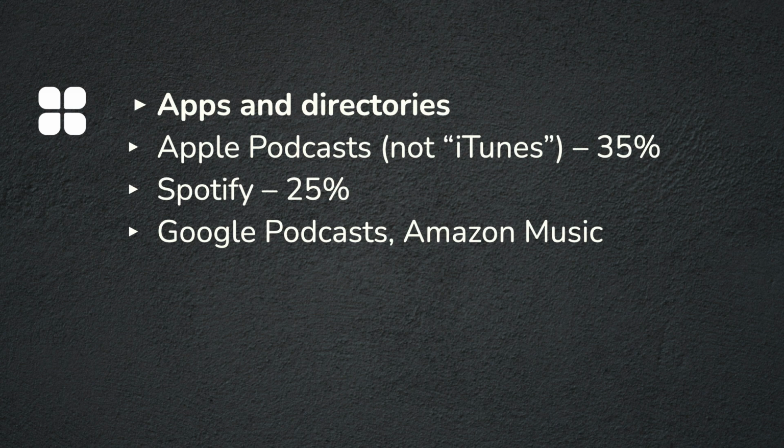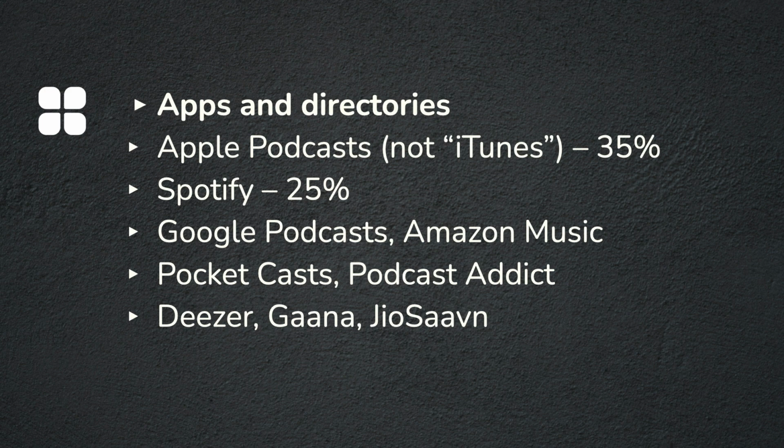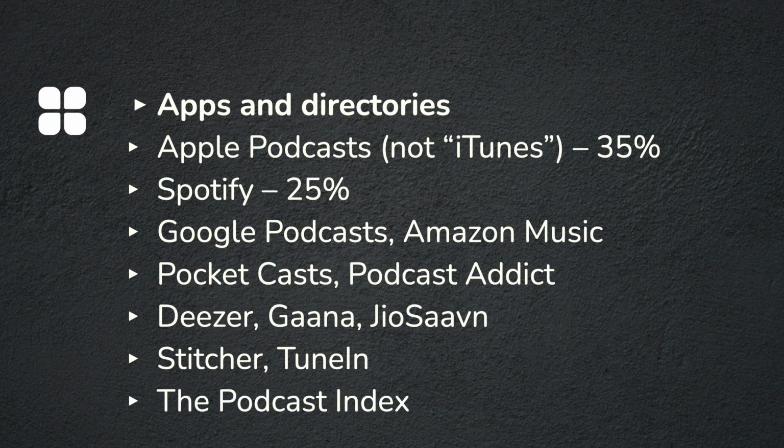Other directories or apps that we have are Google Podcasts and Amazon Music, Pocket Casts and Podcast Addict. Then we've got Deezer, Gaana and JioSaavn. Those last two are Indian podcast directories. And then we've got Stitcher and TuneIn, which are sort of legacy directories. And then there is also the Podcast Index, which is a directory that powers different apps.